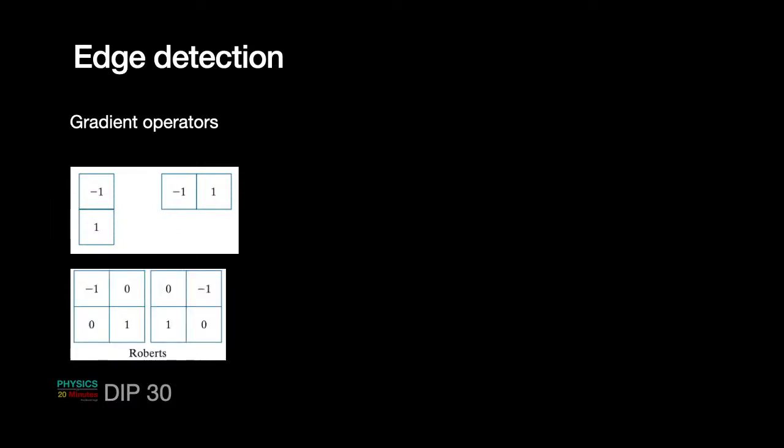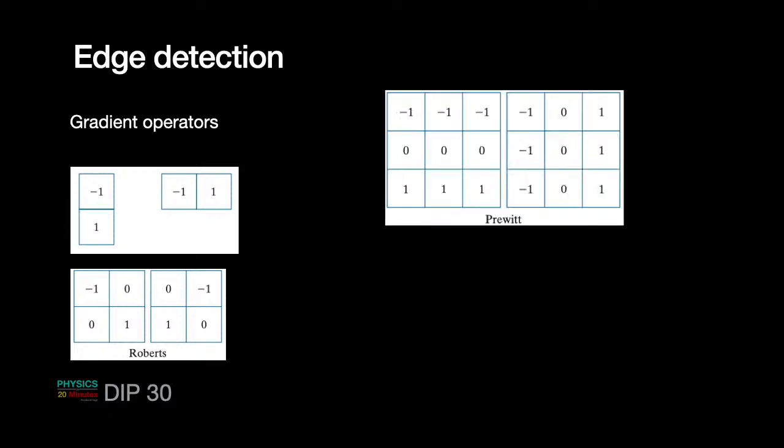However, if you want to calculate the gradients at 45 degree and -45 degree, then you need to modify these into this form: -1, 0, 0, 1, 0, -1, 1, 0. We know that these are called Roberts cross gradients. They are named after the person who designed them for the first time.